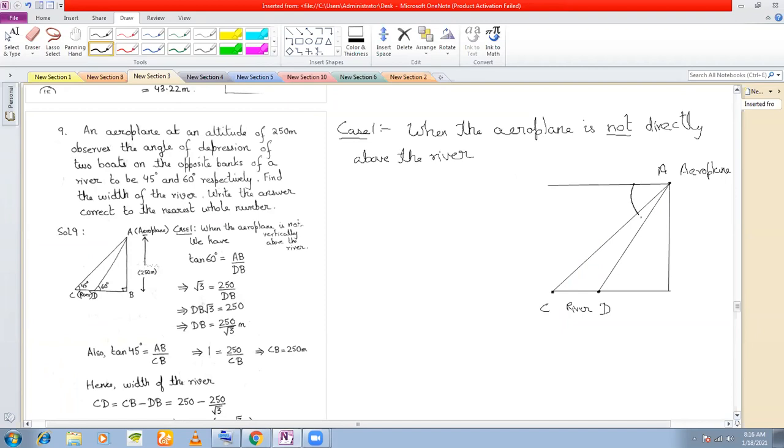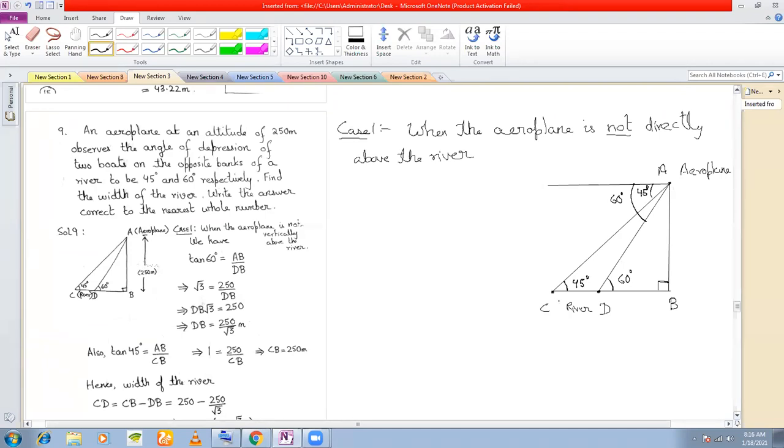So that means this is our 60 degrees and this must be our 45 degrees. These are the angles of depression of the two banks at C and D. If this is 60 degrees, then this must be 60 degrees and this must be 45 degrees. Let us call the point that is just vertically below the aeroplane, that is here, point B. Okay. Now we have finished the diagram.